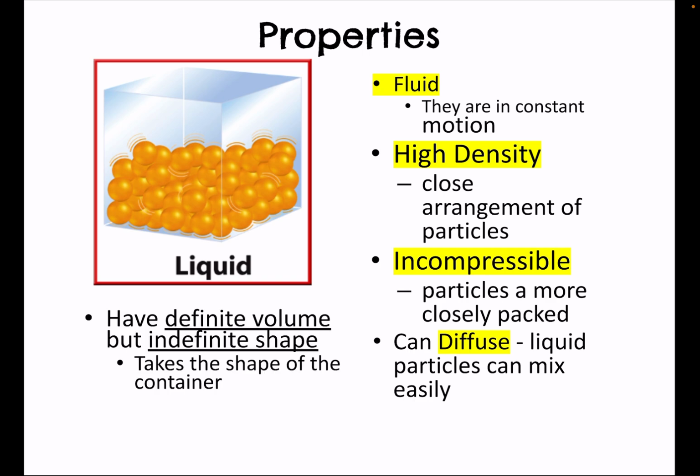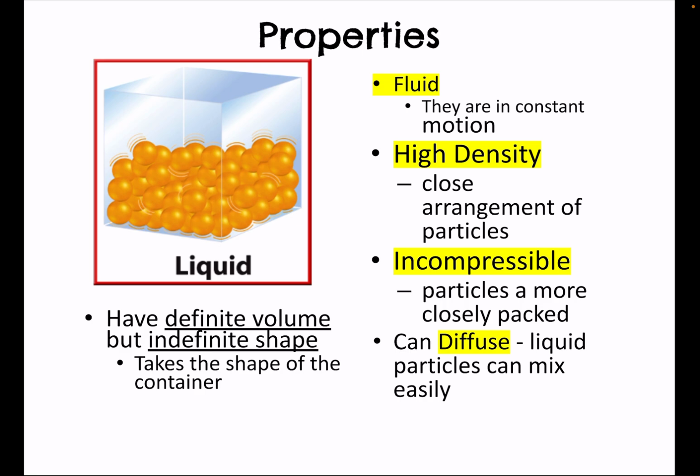And reminding you of some of the things that you have learned in your previous classes about liquids. I know you've studied them before. They have a definite volume and not a definite shape, or an indefinite shape. That means they take the shape of their container. We also say they're fluid, which means they're moving constantly and there's enough space between the particles that they can move past each other to flow.